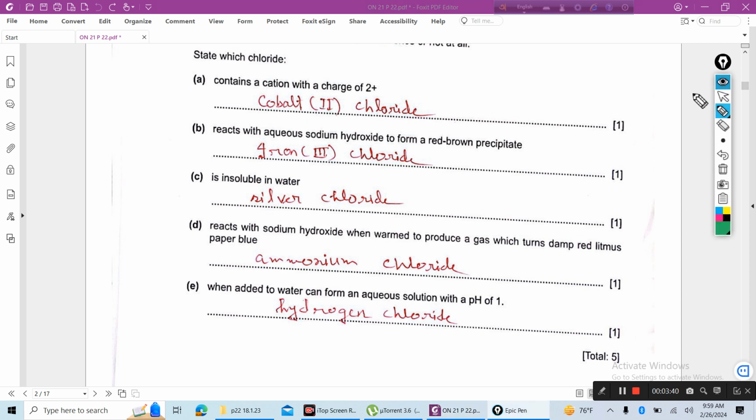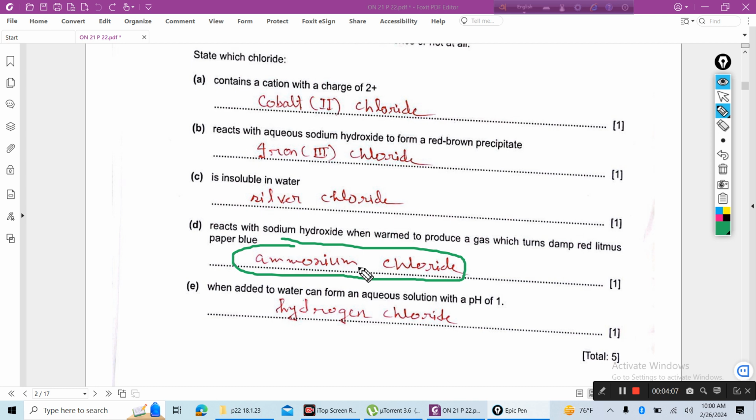Now number D. Reacts with sodium hydroxide when warmed to produce a gas which turns damp red litmus paper blue. I mean, an alkaline gas. The answer will be ammonium chloride.